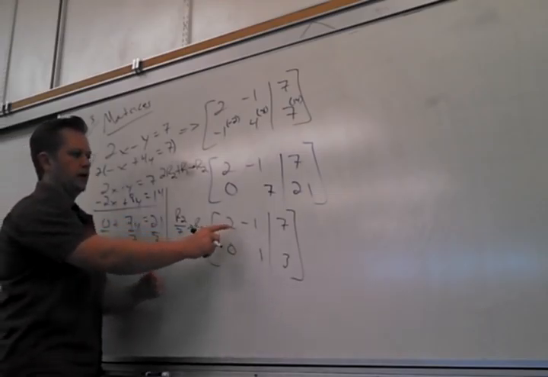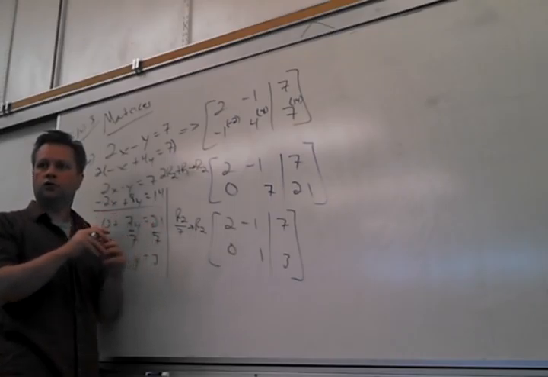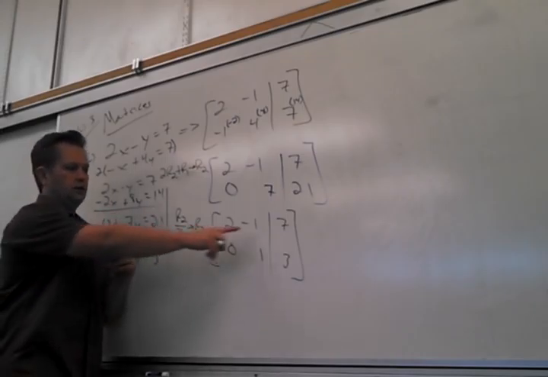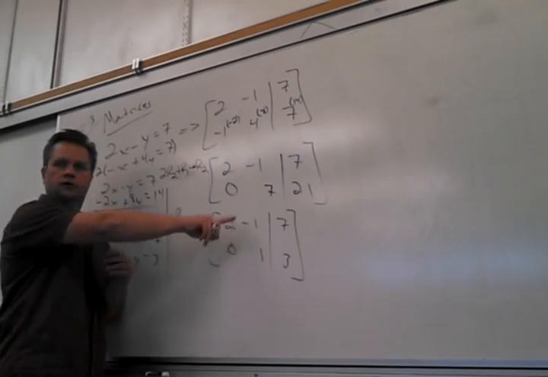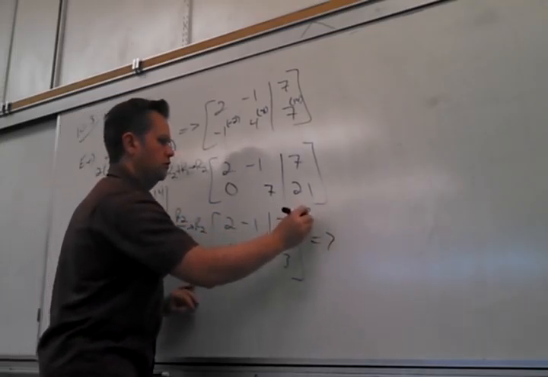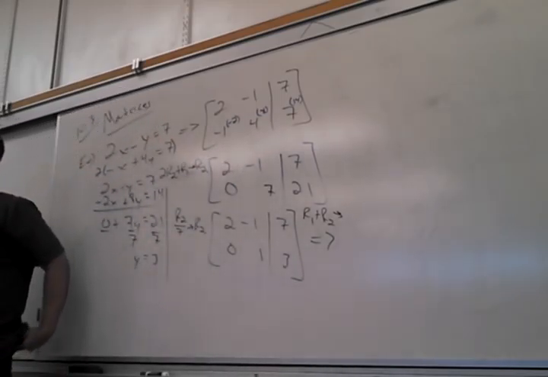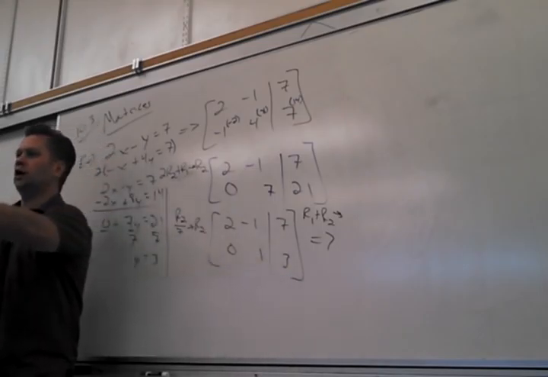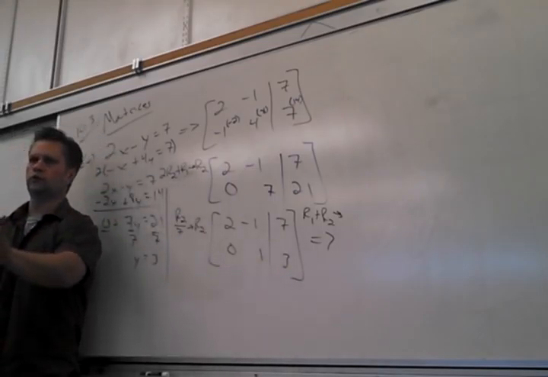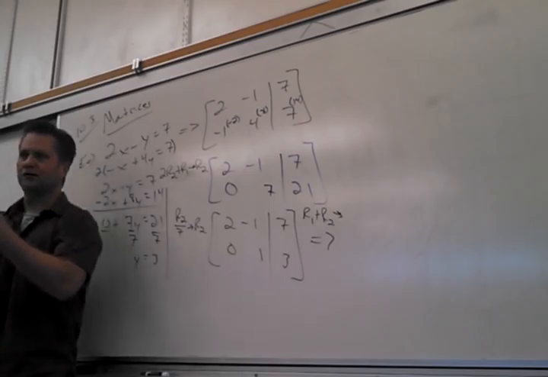So how many variables are still in row 1? 2. That's bad. I want to kill one of them. Which one can I kill? 1. I can kill that one, right? If I do what with the rows? If I take row 1 plus row 2, where am I going to put the answer? Row 1, right? Row 2 is beautiful. What does row 2 say? Y equals 3. I don't want to touch row 2. I don't want to lose zeros. I don't want to overwrite things that are done.